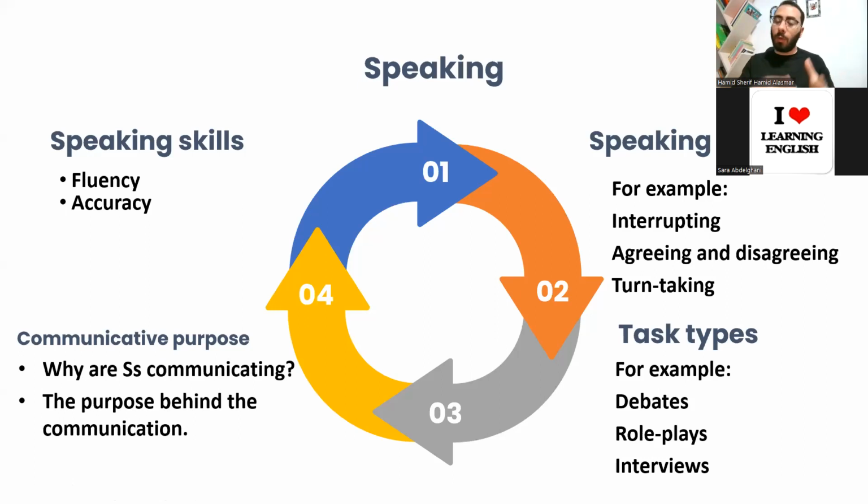Now, all of these 4 aspects are normally what comes to mind when you hear the word speaking. And today, we'll be focusing more on communicative purposes and communicative tasks and the fluency as well, because sometimes they overlap.